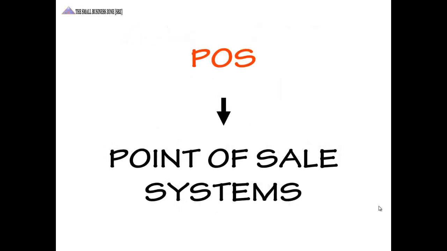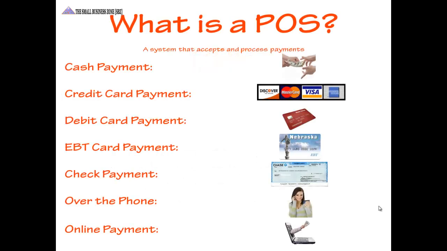This tech solution is about POS. POS simply means a point of sale system. A point of sale system is simply a means that allows you to accept payment. Payment comes in different forms: cash payment, credit card payment, debit card payment, EBT card payment, check payment, over the phone payment, or online payment.